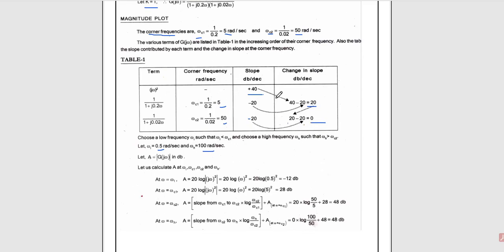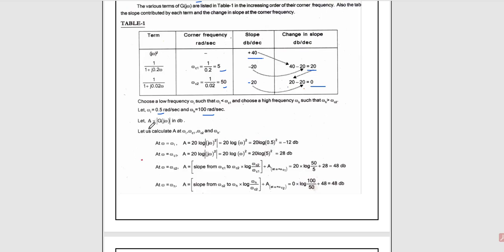So after finding the change in slope, we are going for the calculation of magnitude, that is the A calculation. Magnitude is nothing but the gain at omega L, omega C1, omega C2 and omega H, that is, for all the corner frequencies and the lower and higher cutoff frequencies. For all the frequencies we need to find the gain value. For omega equal to omega L, the gain calculation is 20 log of the independent term.